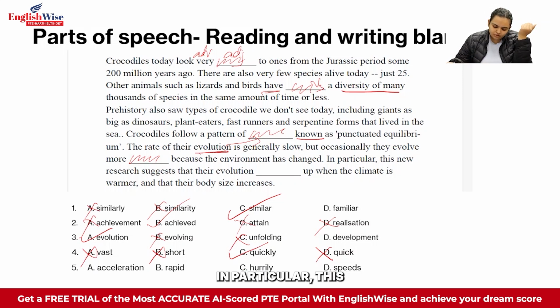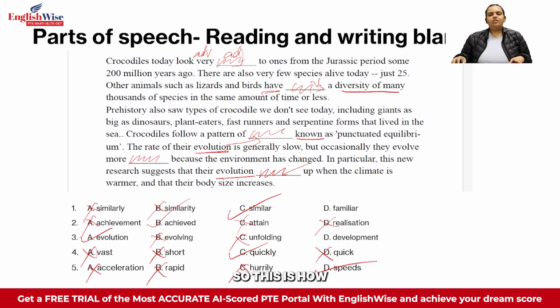In particular, this new research suggests that their evolution blank up when the climate is warmer and that their body size increases. Let's read the sentence without this blank, guys. The research suggests that their evolution up with the climate. Okay, again, this does not make sense. So we either need a noun or a verb. The noun is already given, evolution is already given. So now you need a verb. Let us look for some verbs. Acceleration is a noun. Rapid is an adjective. Hurriedly is an adverb. So that leaves speeds up.